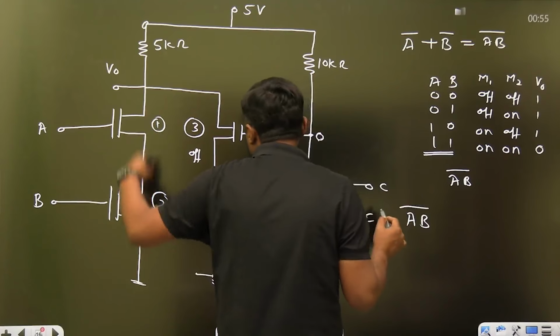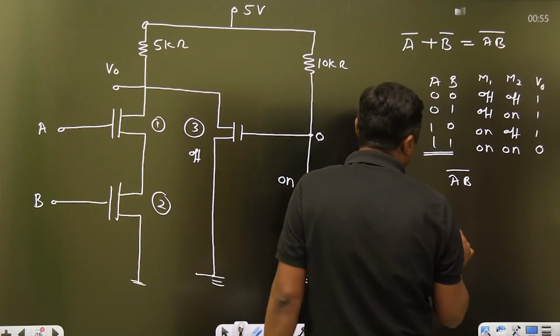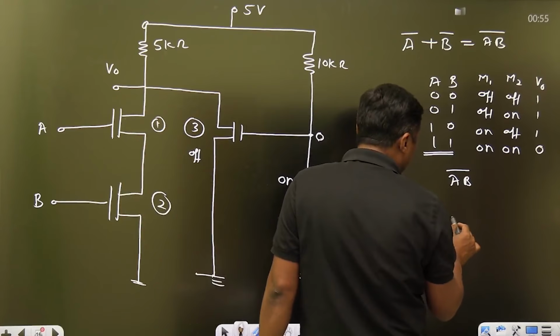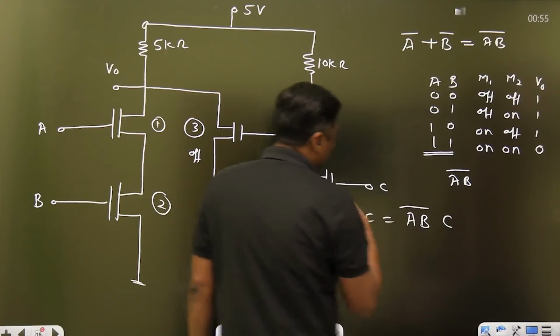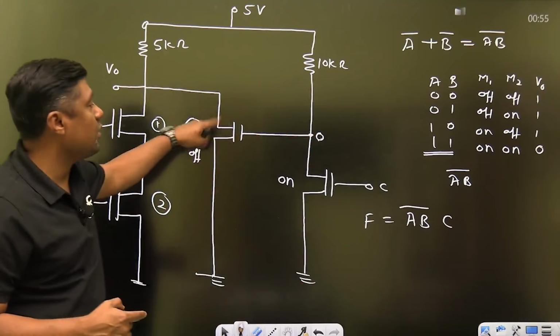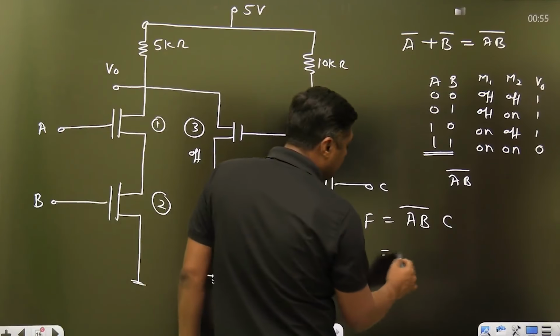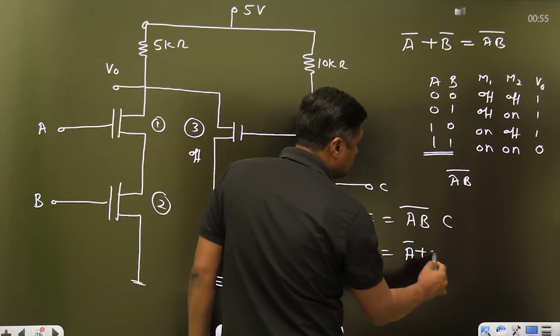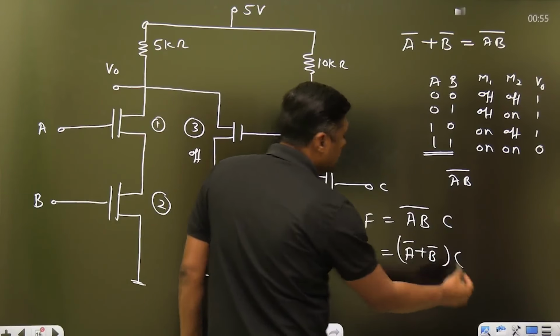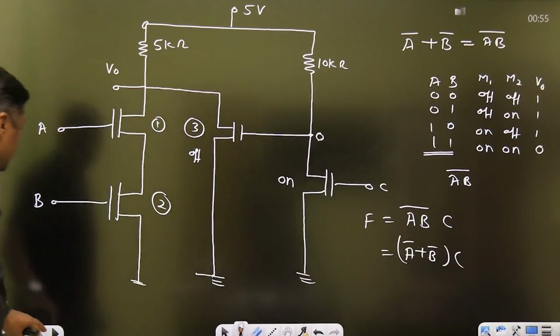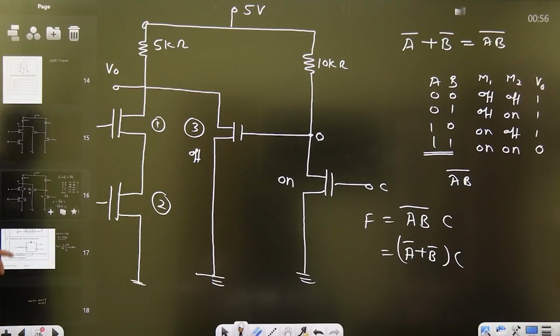And that's why the function will become: out of these two, one gate should be off or both the gates should be off, into the compulsory condition C. C should be equal to 1 so that it will be 0 and this MOSFET will remain off. So this is the answer, or you can write A bar plus B bar into C. Now watch which Boolean algebra, which Boolean logic. Now we have the answer, yes or no.